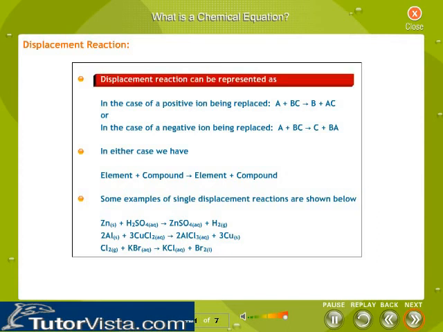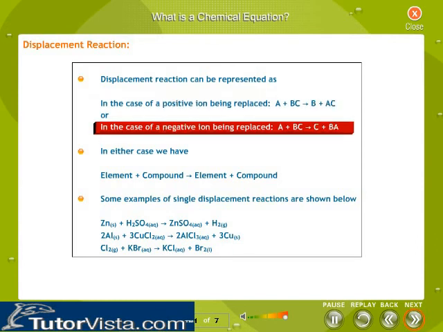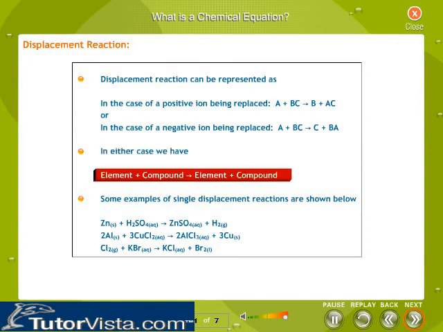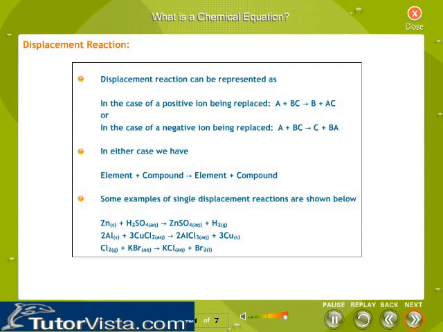Displacement reaction. Displacement reaction can be represented as, in the case of a positive ion being replaced, A plus BC yields B plus AC, or in the case of a negative ion being replaced, A plus BC yields C plus BA. In either case, we have element plus compound producing element plus compound. Some examples of single displacement reactions are shown here. Go through the examples carefully.